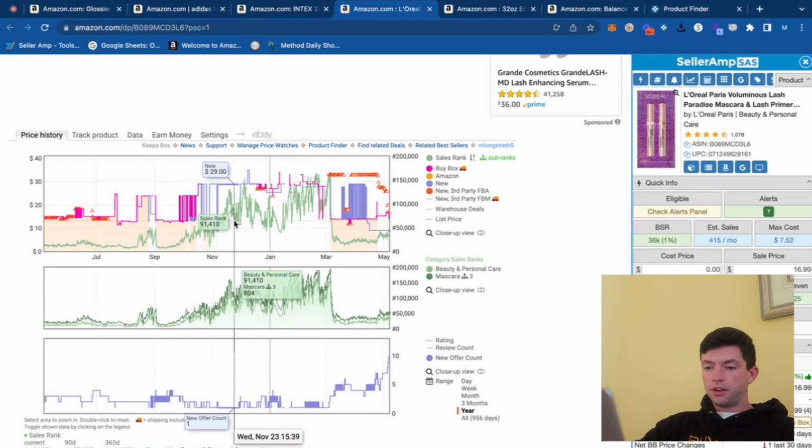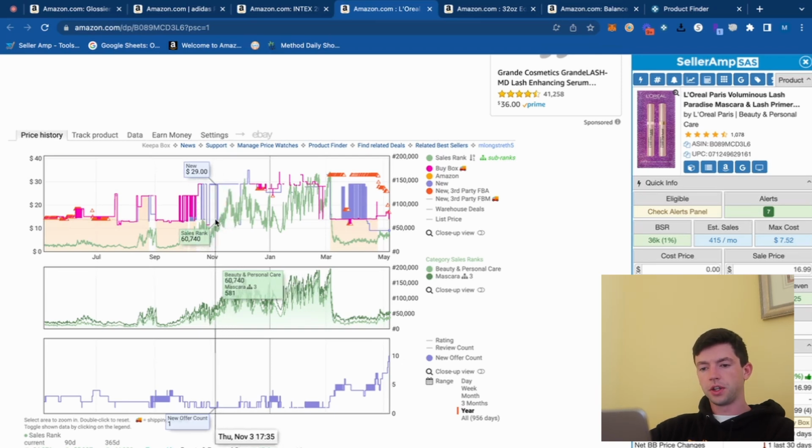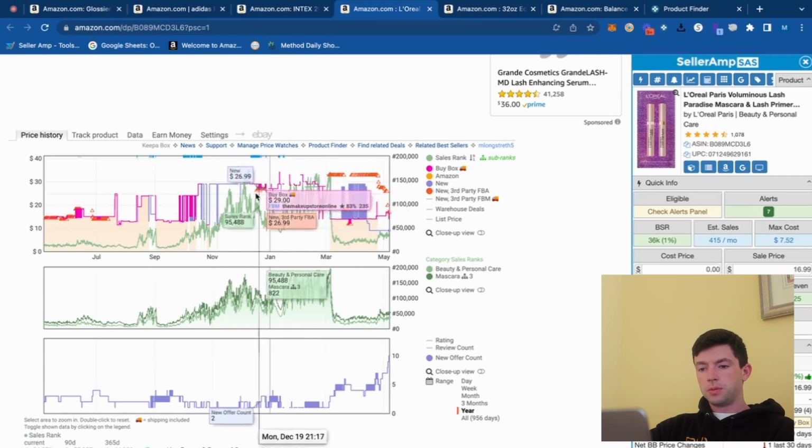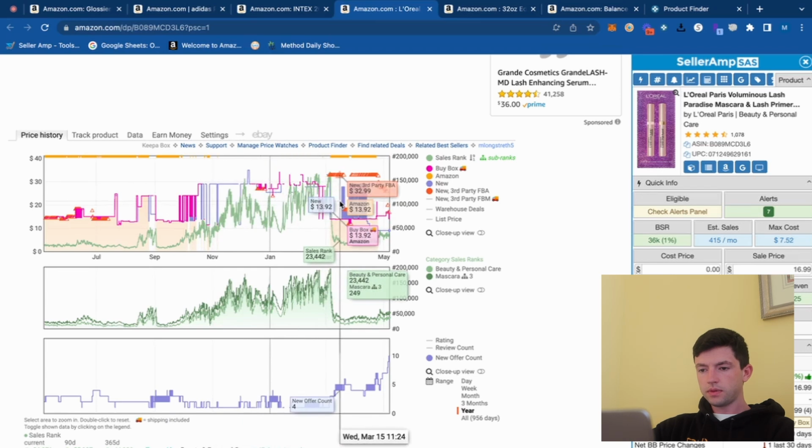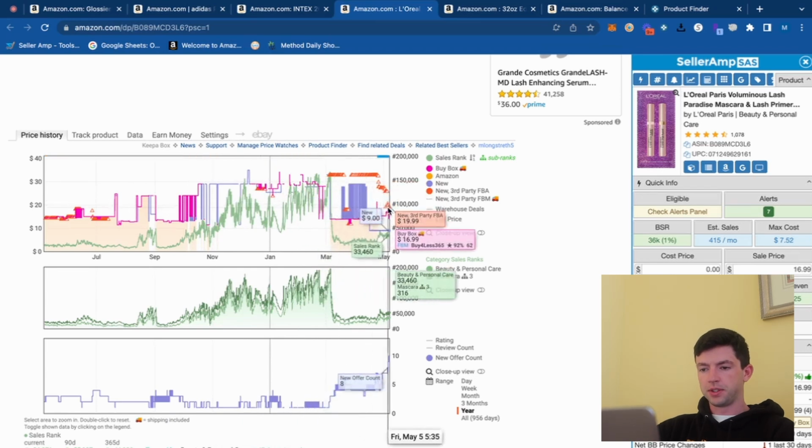I'm not a huge fan of it. There are people that do that, and it completely does work, just a little bit more risky, because we can see that there was a gravy train from like November all the way to March of these being pretty high price basically right here. And then we can see basically fell off a cliff when Amazon got back in stock.